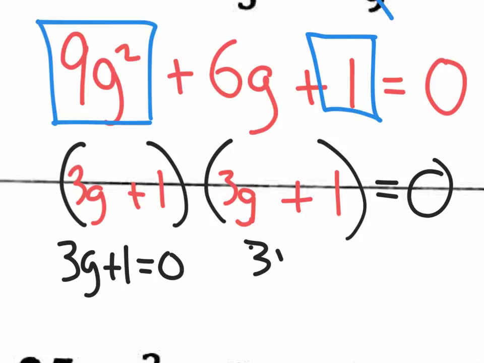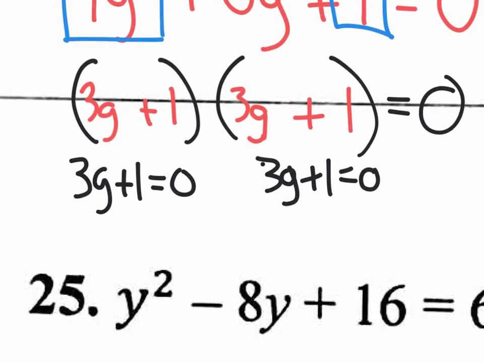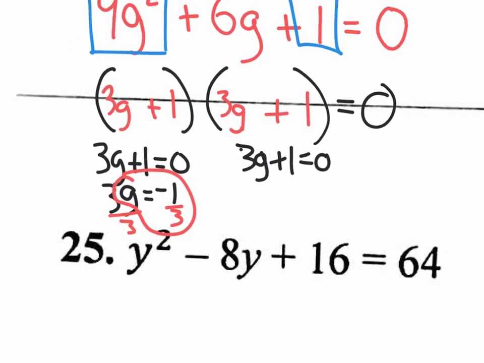And you could split this one, 3g plus 1 equals 0. But what's the point of that? Because you're going to get the same answer 2 times. So what's your answer going to be? It's simply going to be subtracting 1 on both sides. You're going to have 3g equals negative 1, and then dividing by 3. So your final answer is g equals negative 1/3. So g equals negative 1/3 is your answer.